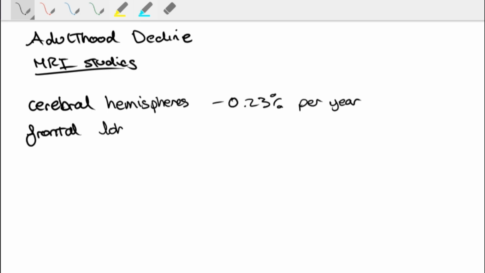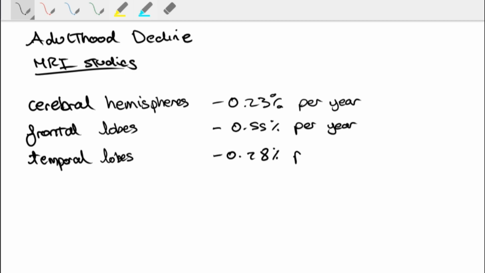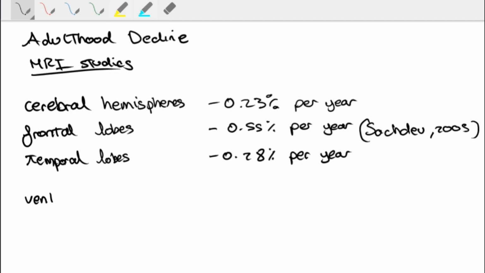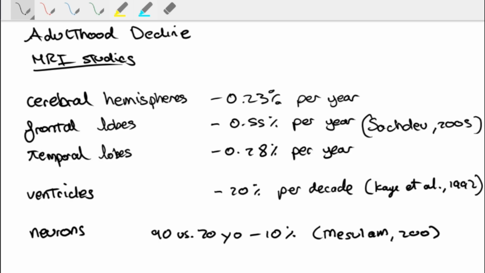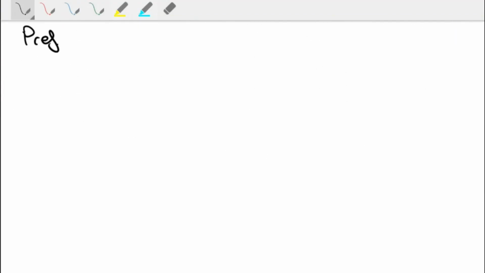Your cerebral hemispheres decrease in volume by 0.23% per year, frontal lobes at 0.55% per year, and the temporal lobes at a rate of 0.28% per year. Ventricles increase in volume by 20% per decade. And 90-year-olds have around 10% fewer neurons than 20-year-olds. Out of all the areas of the brain, the prefrontal cortex suffers the most in terms of decline.